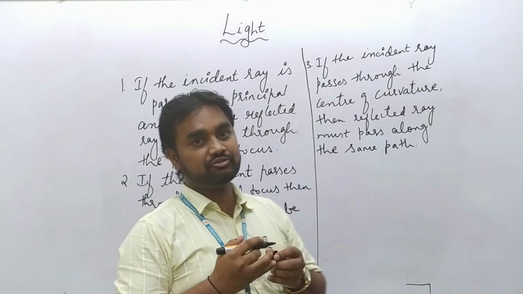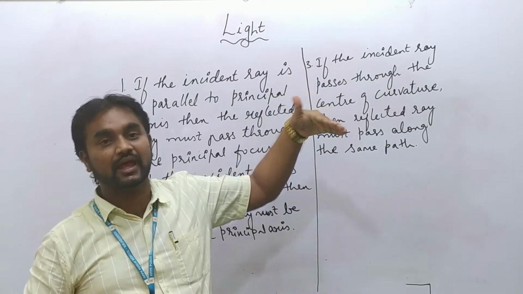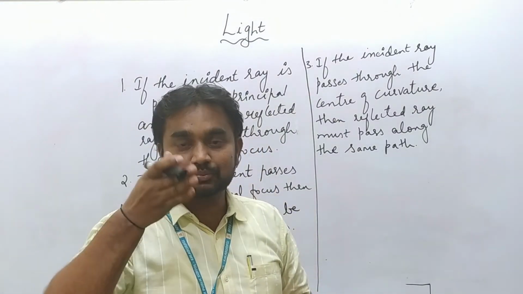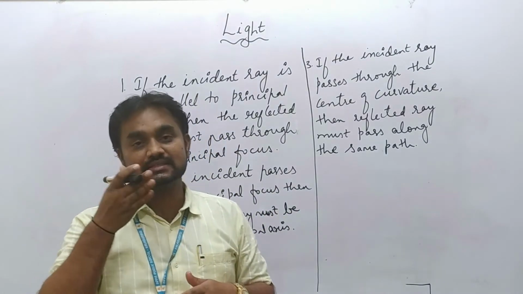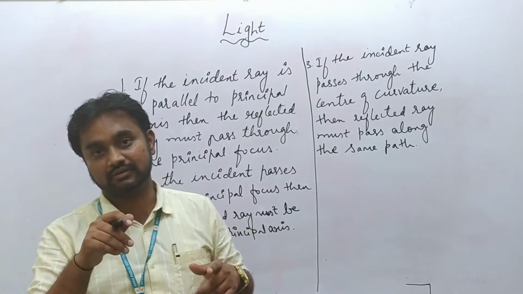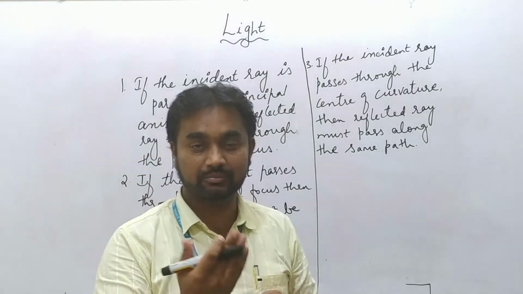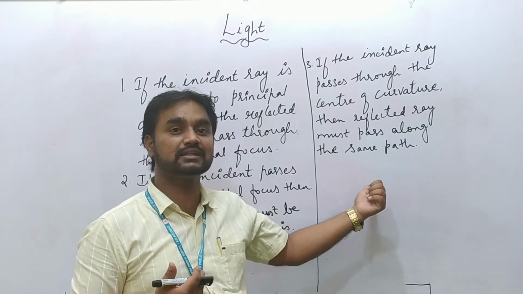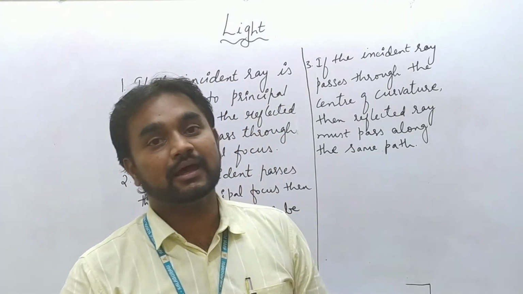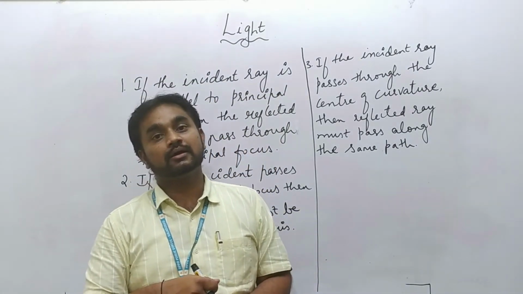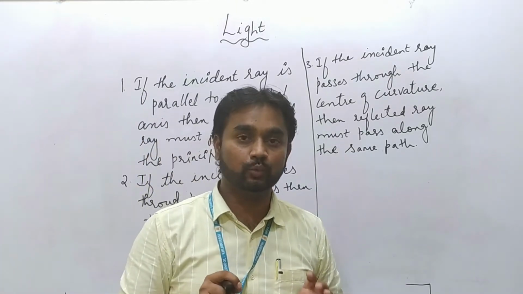If the incident ray is passing through the center of curvature and falls onto the mirror, that point will make a 90-degree angle with the surface of the mirror. So when the light ray is incident at 90 degrees to the surface of the mirror, the reflection takes place along the same path. It will be reflected back along the same path, making the angle of incidence and angle of reflection 0.